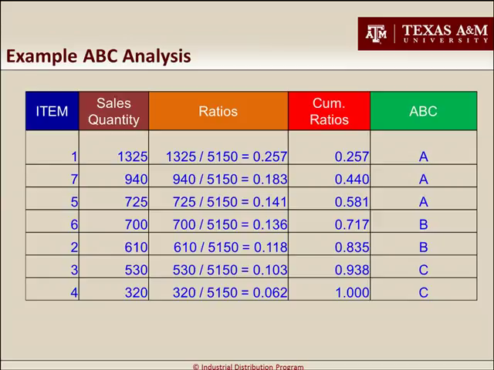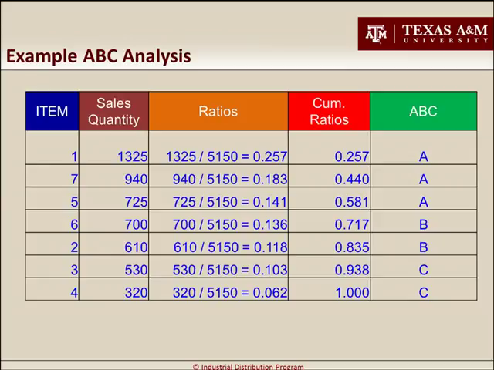If you add up all those numbers, you end up with 5,150 units, right? So item 1 by itself is 25.7% of the sales quantity. Then item 7 comes with 18.3%. Item 5 is 14.1%, and item 4, the last one, is 6.2%.